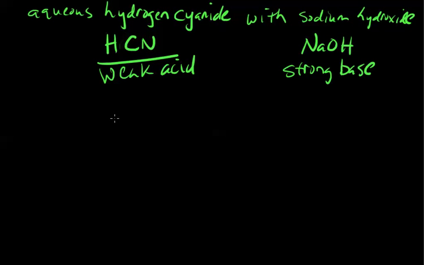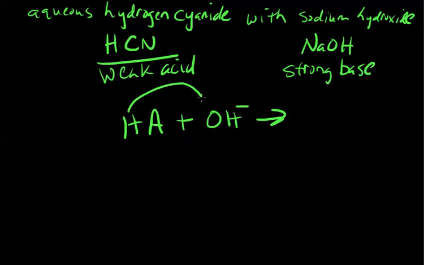So we have our basic reaction, which for a weak acid is HA plus the strong base, which is represented by hydroxide, and that's going to react. The hydrogen is going to go with the hydroxide, and we're going to get A negative from our acid, plus H plus OH negative is water.